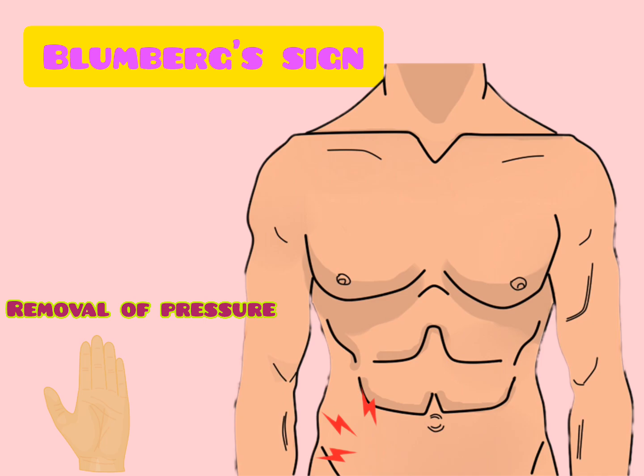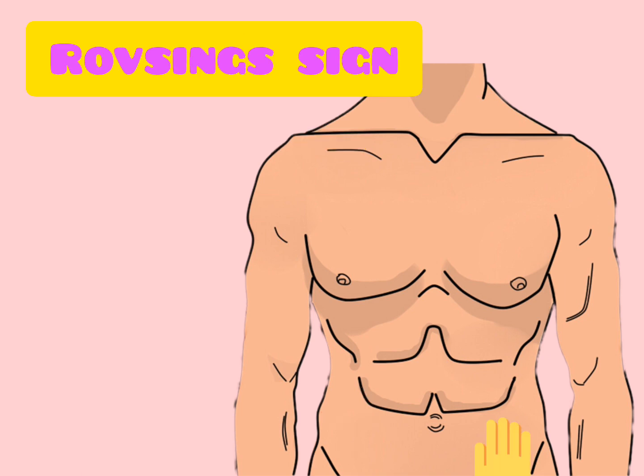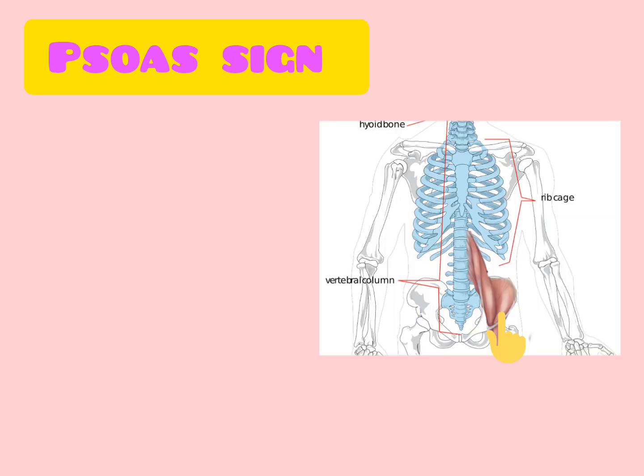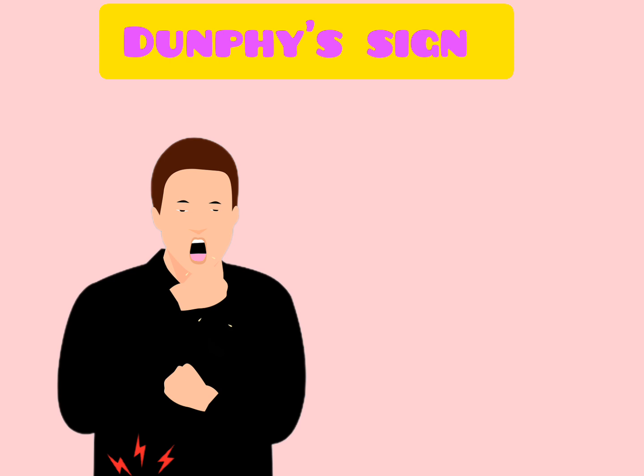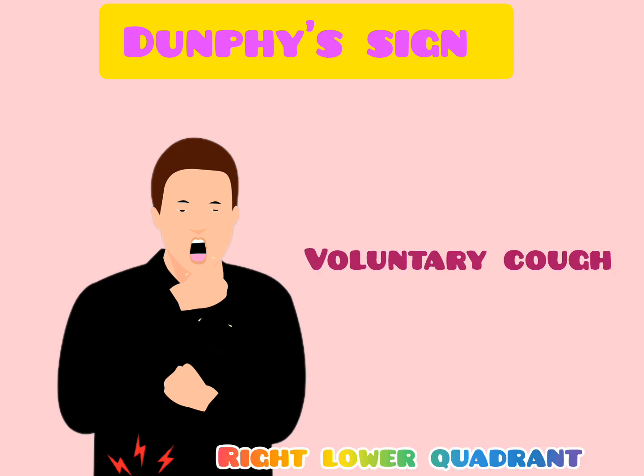Blumberg's sign. It is a clinical sign where there is pain upon removal of pressure rather than application of pressure to the abdomen. This is also known as rebound tenderness. Rovsing's sign. Pressure on your left lower abdomen produces pain on your right side. Psoas sign. If your appendix is behind your colon rather than in front, appendicitis may irritate your psoas muscle. So this is a pain elicited when the patient lies on his left side while the right thigh is flexed backward. Dunphy sign. Sharp pain in the right lower quadrant elicited by a voluntary cough.